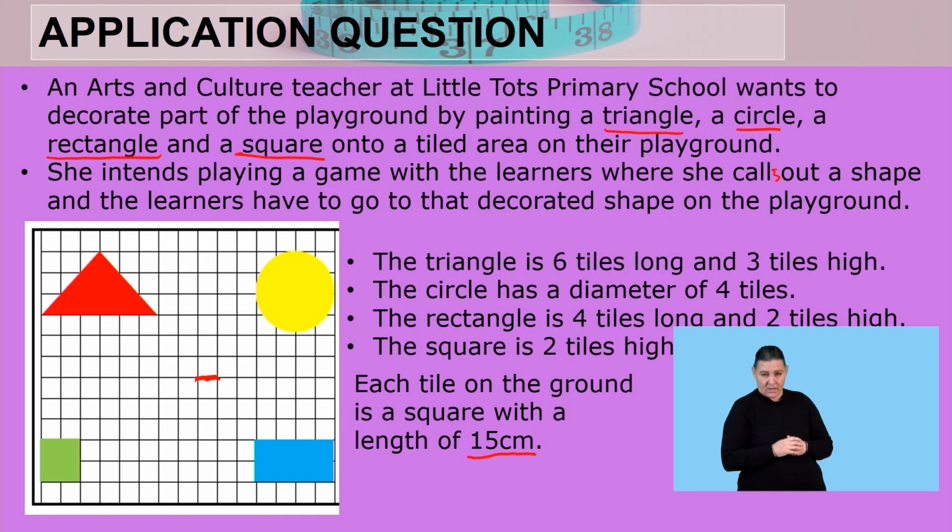That line would measure 15. That line would measure 15. That would measure 15. And that would measure 15. So all of those squares measure 15, which tells us that the measurements we're dealing with is how long each of these squares are. Let's see how that works.